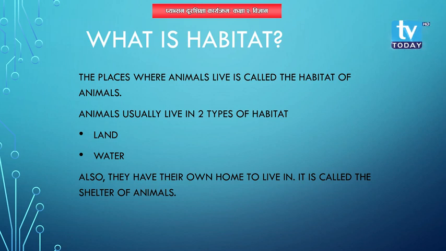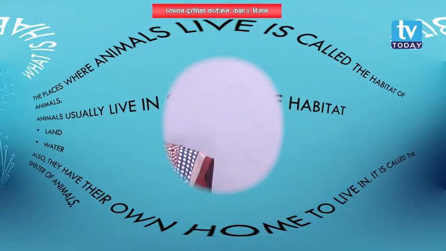The animals, they live. Some of them live on land, some of them live in water. And on land also, some of them are found in forests, some of them are kept at our home, some of them are found in bushes and so on. And in water, some of them are found in pond water, some are found in sea water and so on. Yes? Alright, then the places where animals live are called the habitat of the animals or the shelter of animals. Let me repeat it again. The places where animals live are called the habitat of animals or the shelter of animals.